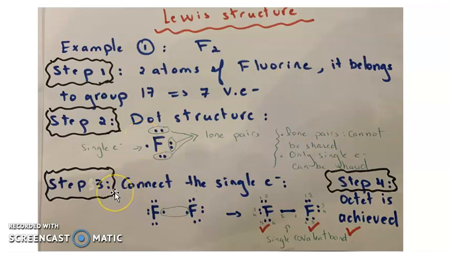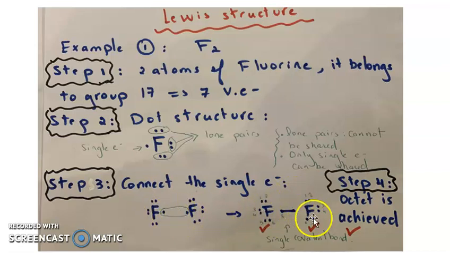Step 3. In step 3, you draw how many fluorines do you have? 2 of them. You draw them in such a way so that the single electrons are facing each other. Okay? Single electrons are facing each other. Then you just join them together to form this single covalent bond. So this is single. Why? You have sharing of 2 electrons, 1 single electron from each fluorine.